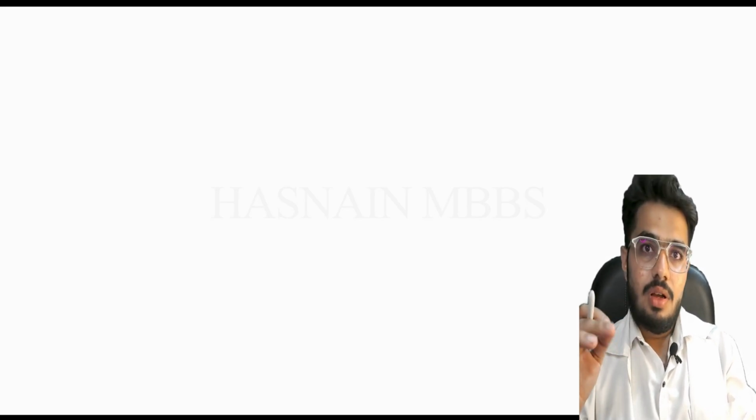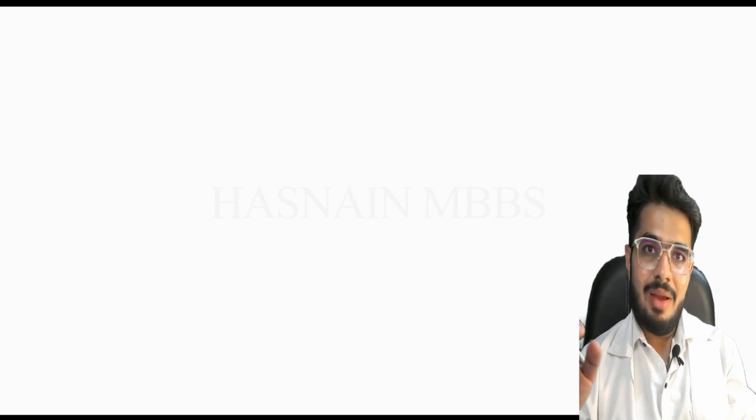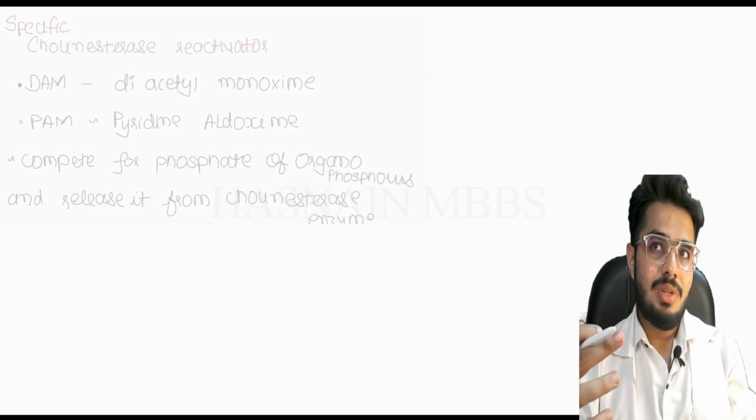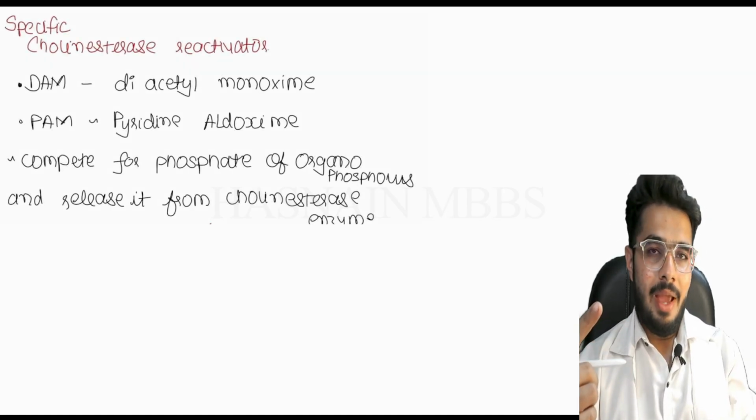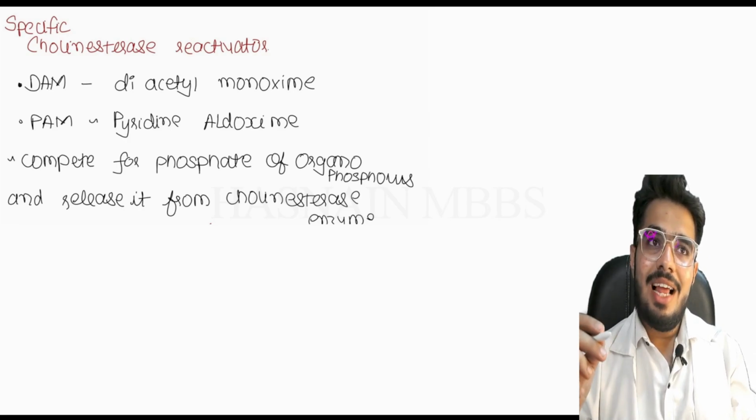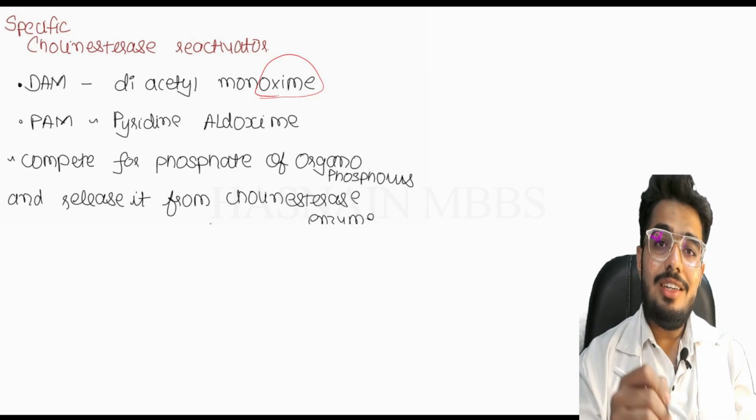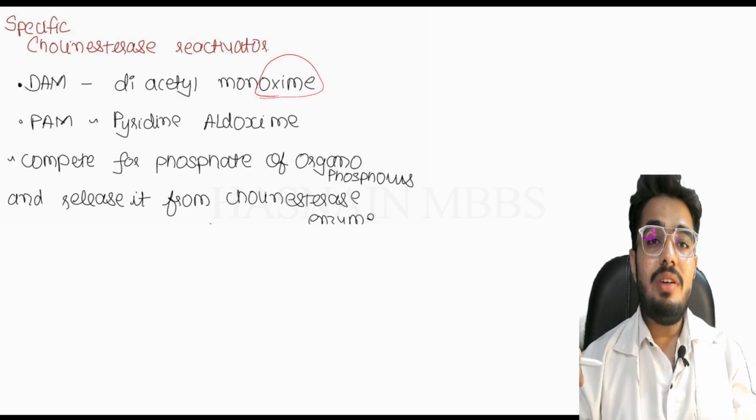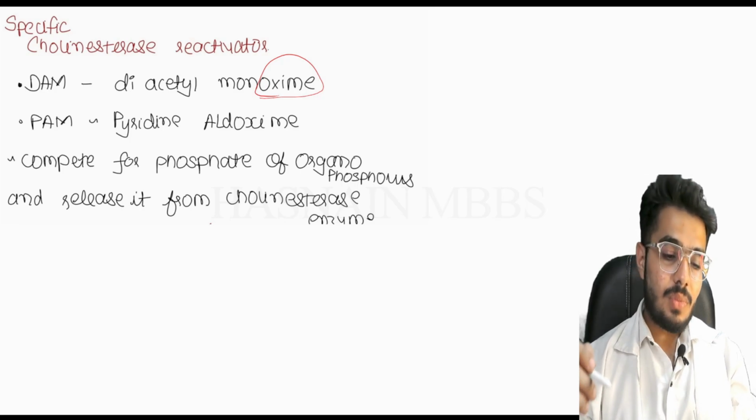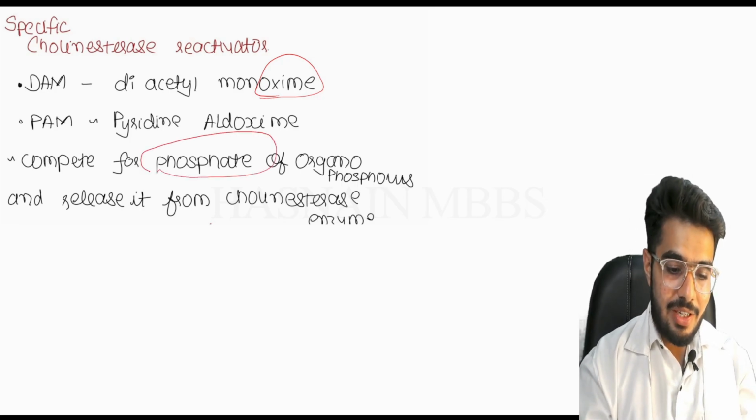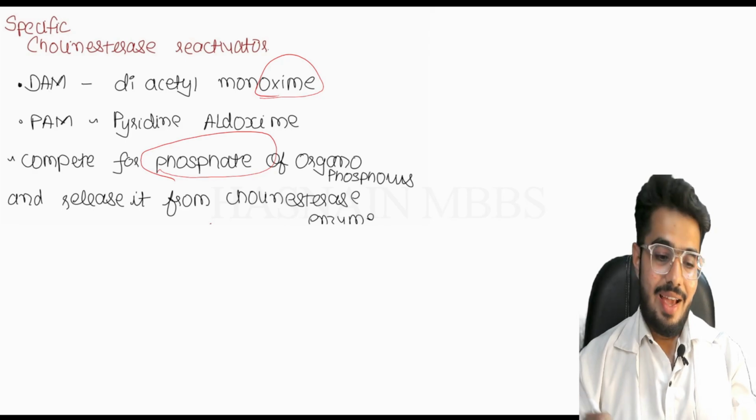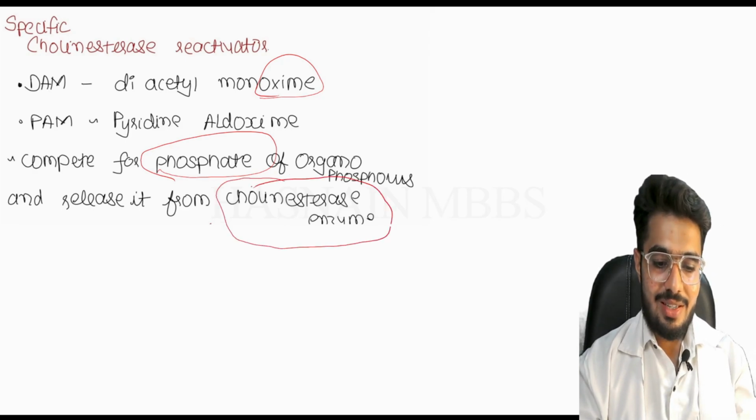And there are some specific cholinesterase enzyme reactivators. Organophosphorus binds with the esterase enzyme and inactivates it. There are some reactivators which reactivate its function. Examples are DAM and PAM. Diacetyl monoxime and such oximes are oxime groups. They reactivate the esterase enzyme. Another one is pyridine aldoxime. They compete for the phosphate group of the organophosphorus compound and it is released from the cholinesterase enzyme.